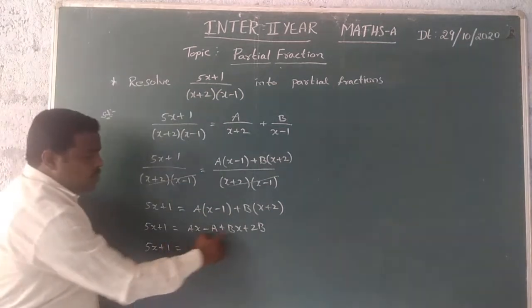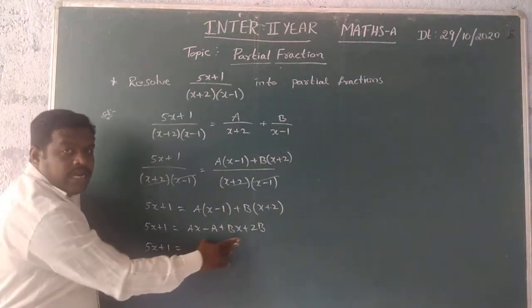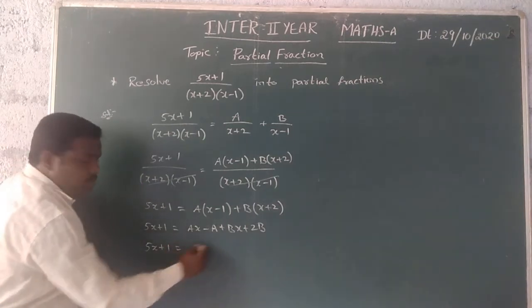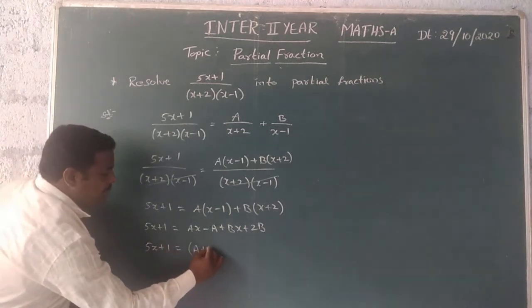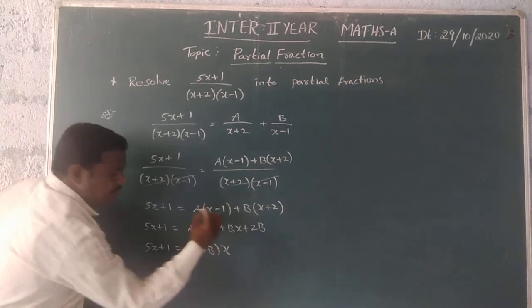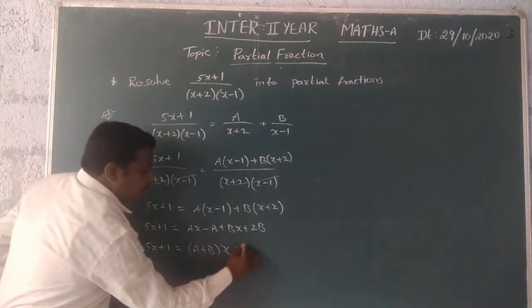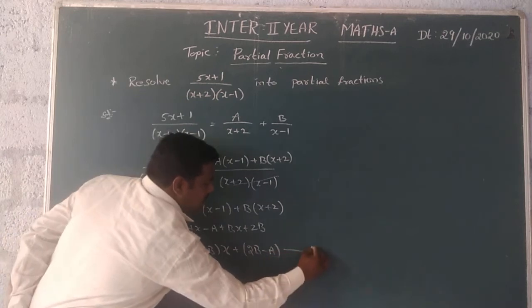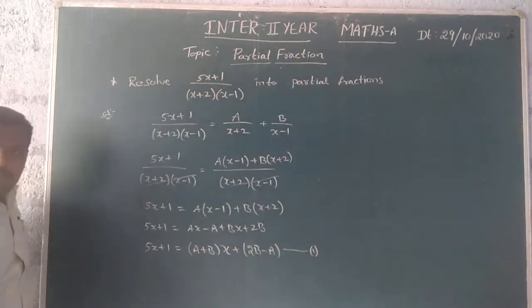On the right side there are two kinds of terms, x terms and constant terms. Taking x as common, the remaining term is A plus B of x, and the constant terms are 2B minus A. Consider this as equation number 1.